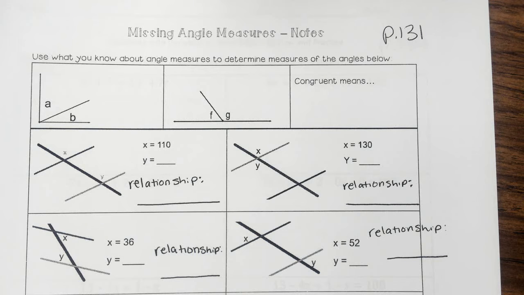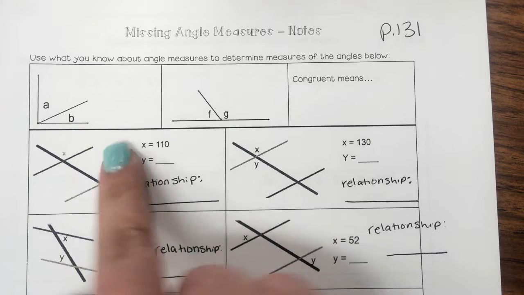Okay, in this video, we are going to use what we know about angle relationships and their measures, if they're supposed to be supplementary or congruent, to determine the measure of a missing angle in parallel lines cut by a transversal.